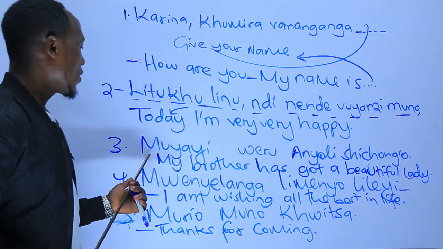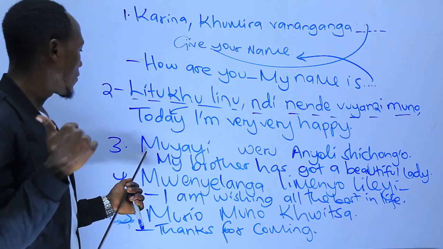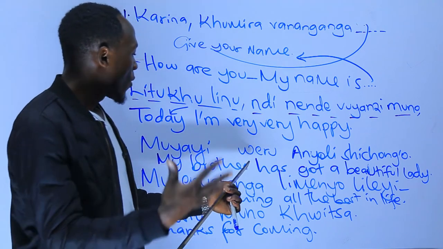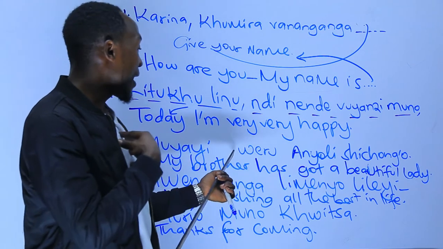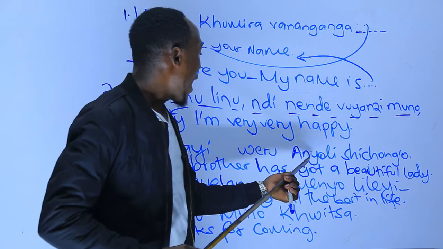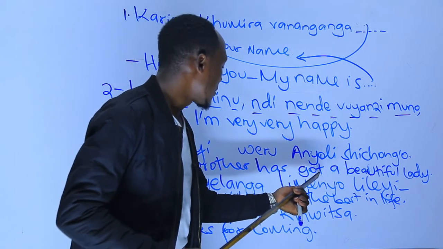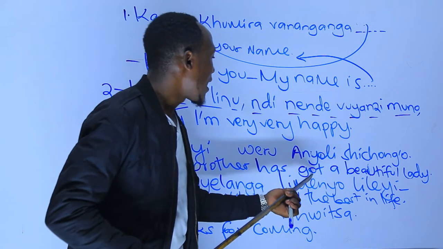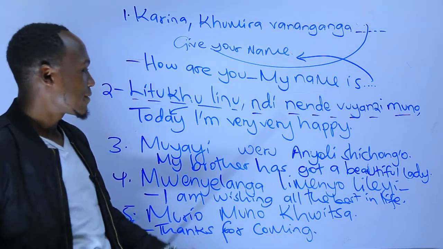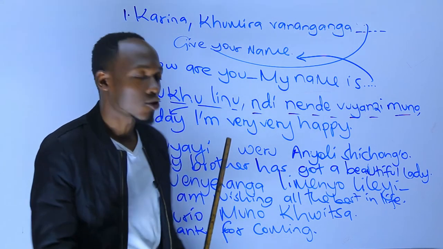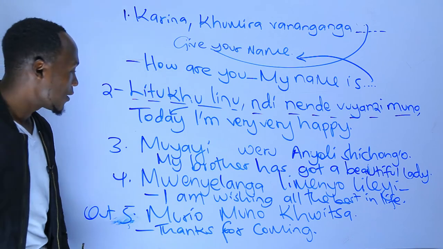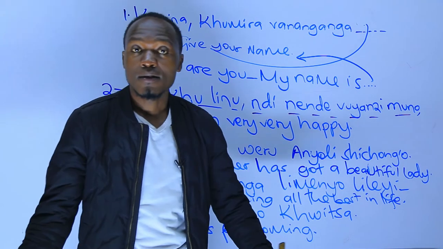So, number three, moyai weru anyori chichongo. Moyai, as you can remember if you watch our previous lessons, means my brother. Weru means my. Actually, moyai weru means my brother. Then anyori means has got, a beautiful lady. You can put American English, you put A. Has got a beautiful lady. Thank you for coming. Very simple.